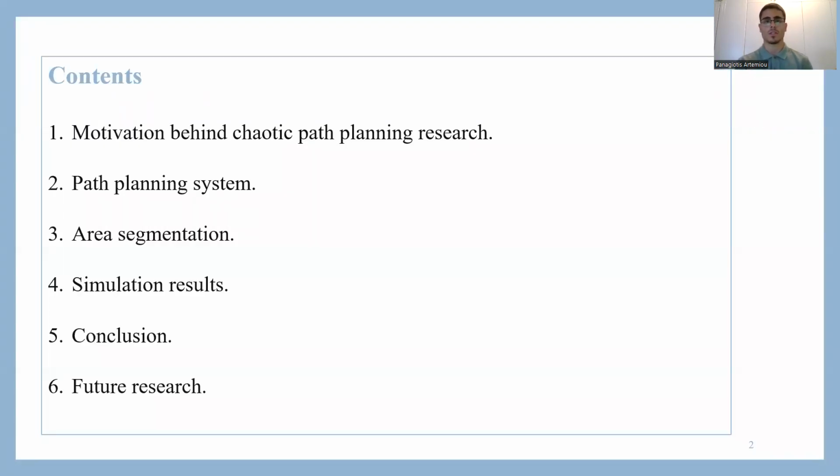Starting off with the contents of this presentation, we're going to discuss the motivation behind this work, the path planning system and the area segmentation. We will continue with the simulation results, then conclude this presentation and have some suggestions for future research.